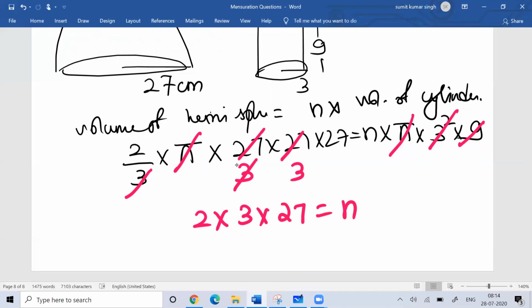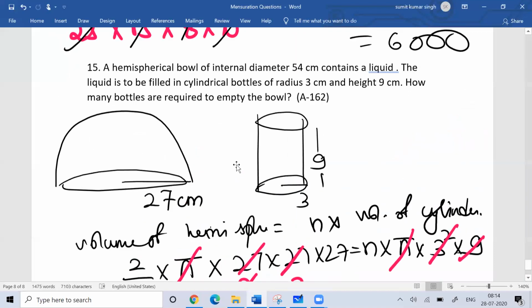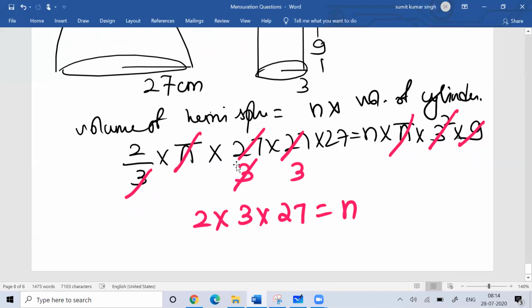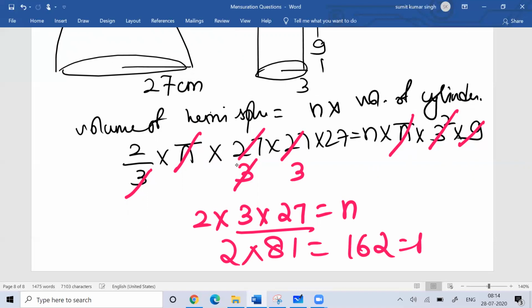So 27 3s are 81. 81 2s are 162. So the value of n is 162.